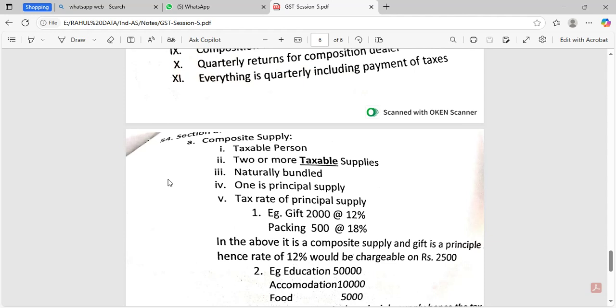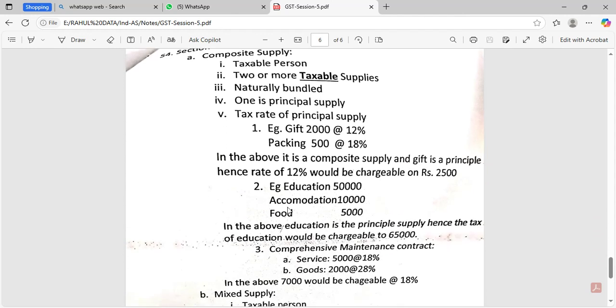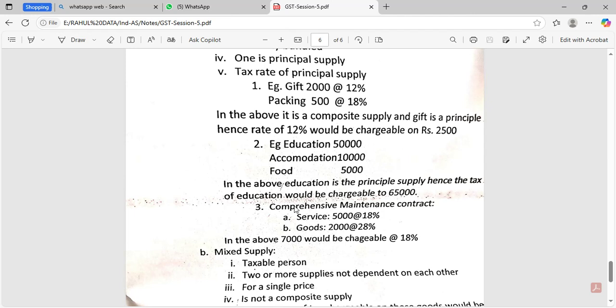Composite supply. Composite supply is by a taxable person. Two or more taxable supplies naturally bundled. One is the principal supply. Tax rate of principal supply applies. Gift: 2000 at 12%, packing 500 at 18%. So principal supply is gift, hence the tax rate of gift would be applicable to packing as well. Education, accommodation, food. Education is the principal supply, hence the tax rate of education would be applicable to accommodation and food.